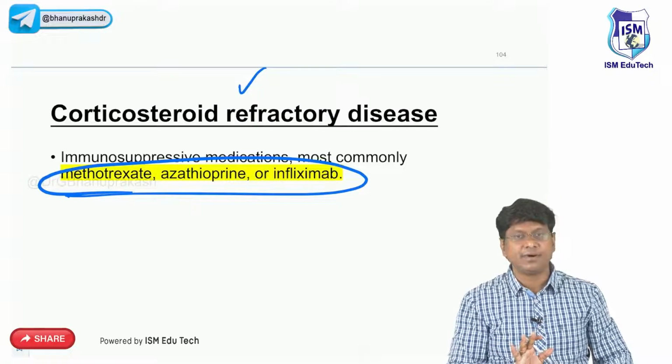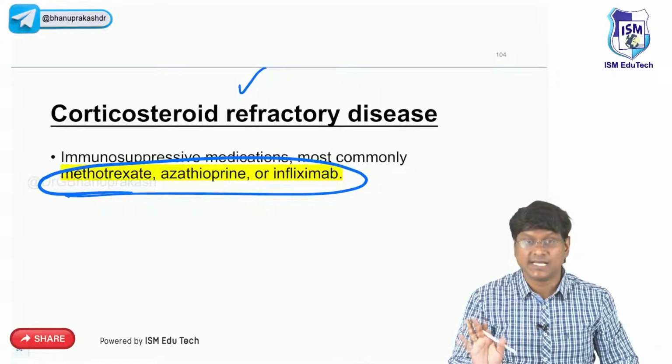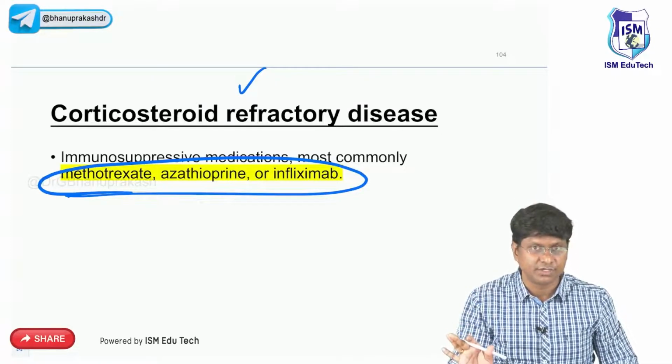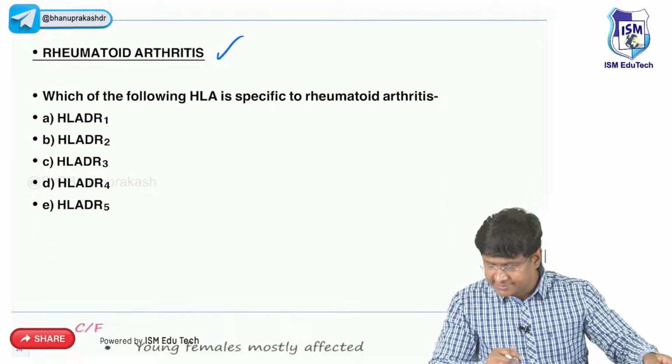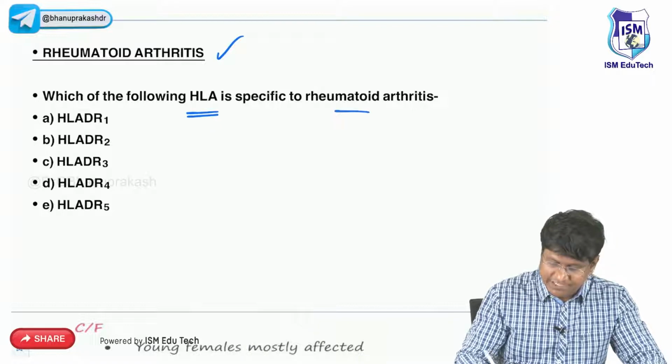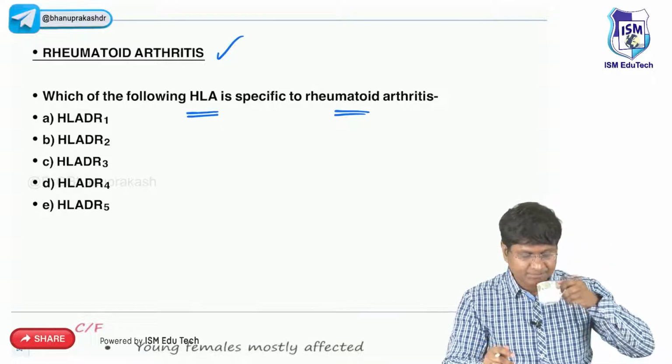Okay, so this is about the completion of sarcoidosis, which is a multi-system disorder. Now we'll move on to the next important topic, that is rheumatoid arthritis. Which of the following HLA is specific for rheumatoid arthritis?